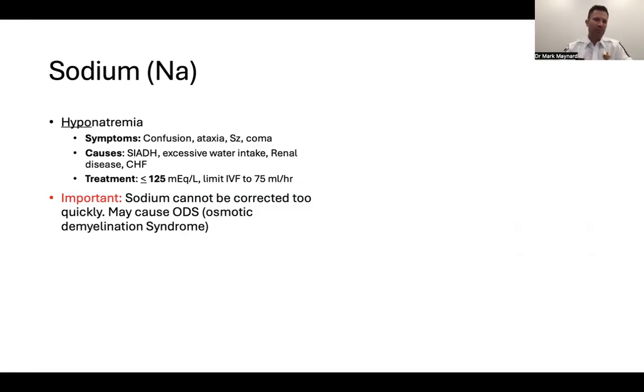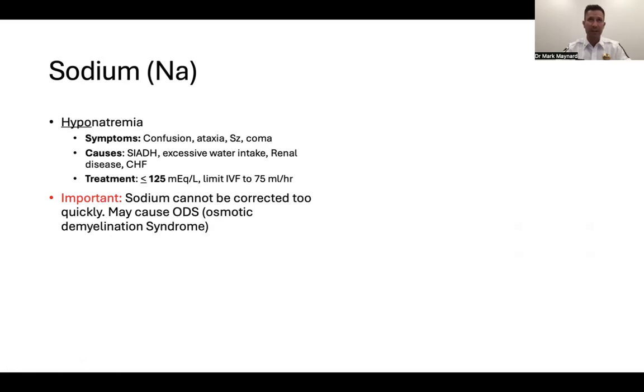So remember, we've got a low sodium, less than 125. If we give normal saline, it will raise the sodium, but we do not want to raise it too quickly because it may lead to ODS, or osmotic demyelination syndrome. This is a terrible condition.